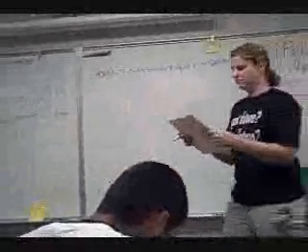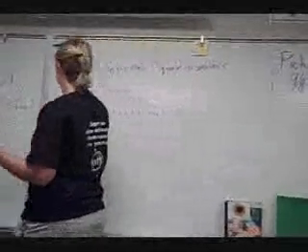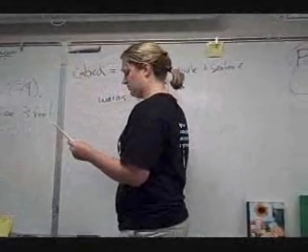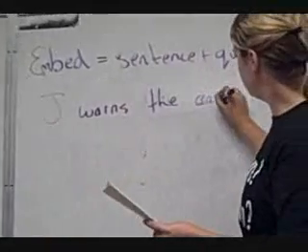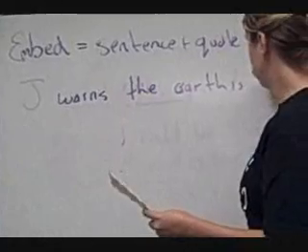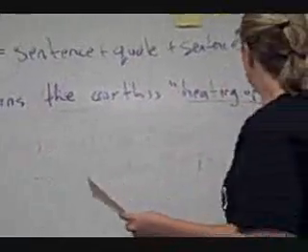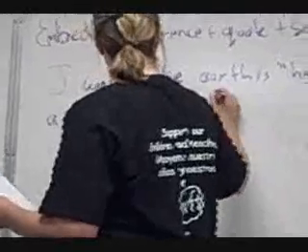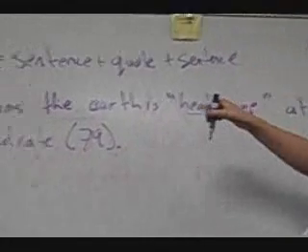So here's your example. I won't zoom anymore. Here's the first example. Jukanowicz warns the Earth is heating up. So there's my quote. At a rapid rate, parentheses, page number, period. So I embedded this part of the quote into the middle of my sentence.